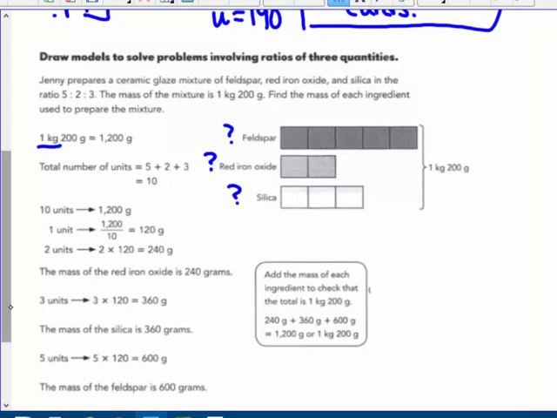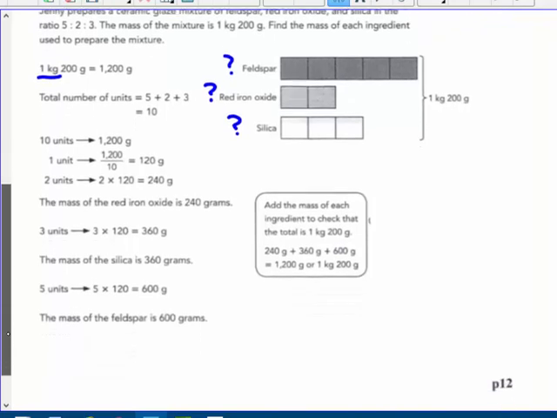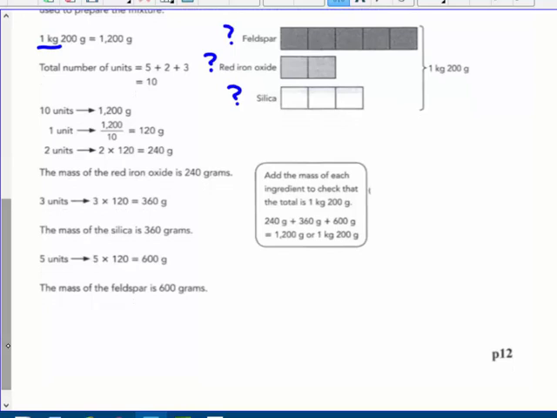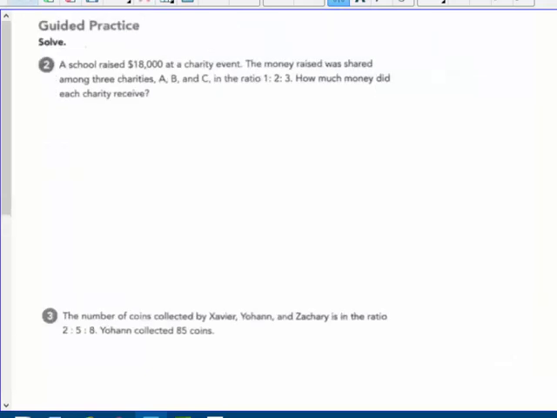Altogether, there are 10 units. Dividing by 10, you can see that you get 120. Well, 2 of those units for red iron would be 240. 3 of those units for silica would be 360. And 5 of those units for feldspar would be 600. And to check, add those together, 600, 360, and 240. Yes, it does add to 1,200 grams.